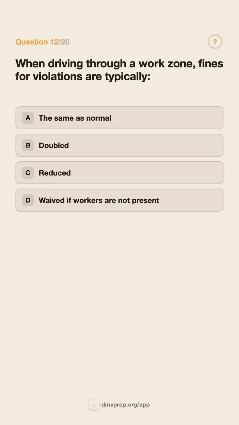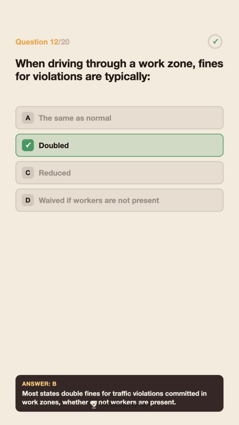Question 12. When driving through a work zone, fines for violations are typically A. The same as normal, B. Doubled, C. Reduced, D. Waived if workers are not present. The correct answer is B. Most states double fines for traffic violations committed in work zones, whether or not workers are present.